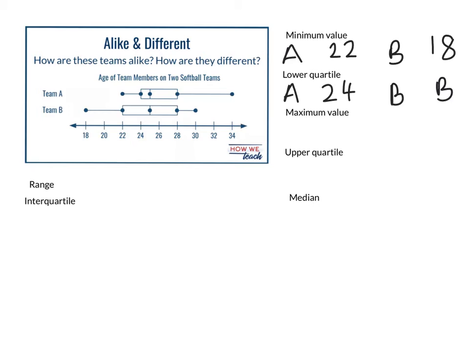So there's two things we can see at the moment. We can see that Team A has a higher minimum value. Team A also has a higher lower quartile. Let's have a look at the maximum value. So the maximum value in Team A is 34.